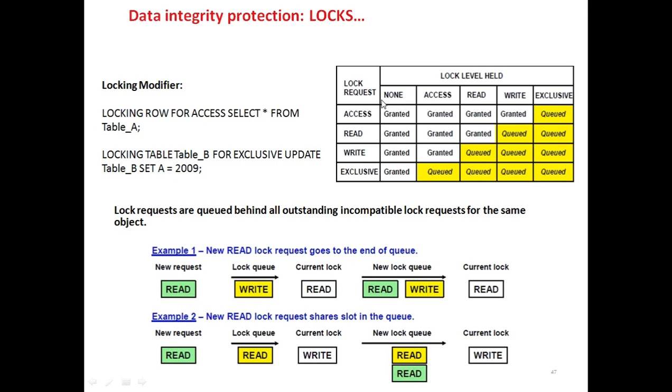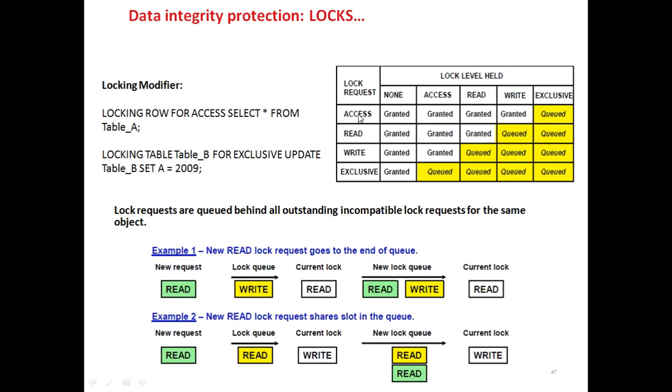Okay, and if there is no lock on the object and a new read request is coming in, can we grant it or not? Yes, we can grant it. Okay, like that, the write and exclusive can be granted if there is no lock on the object. Let's suppose a table is locked by access. That is an access lock on the object.